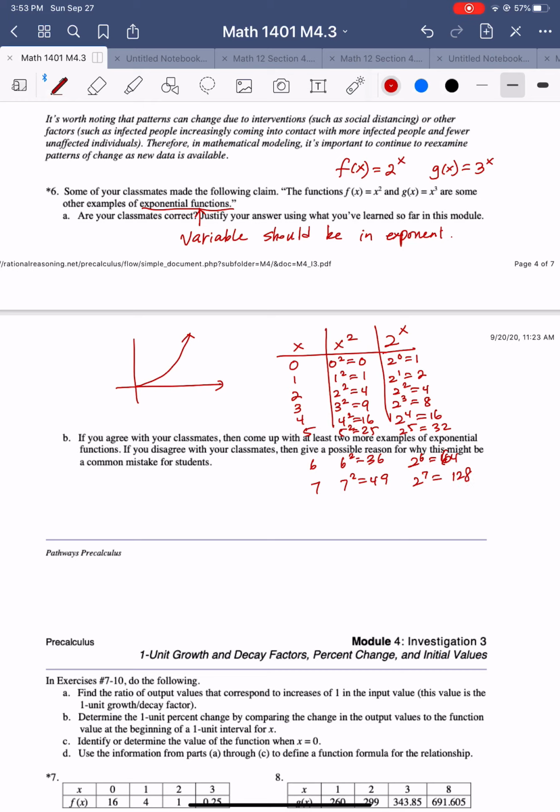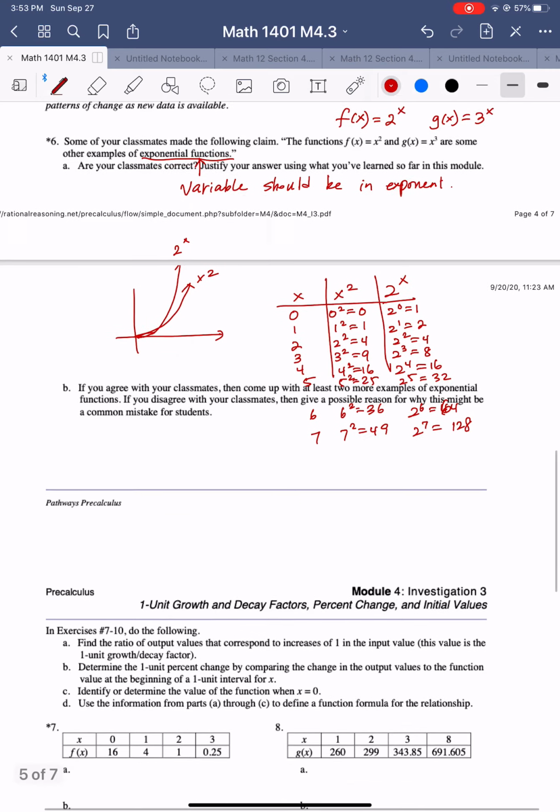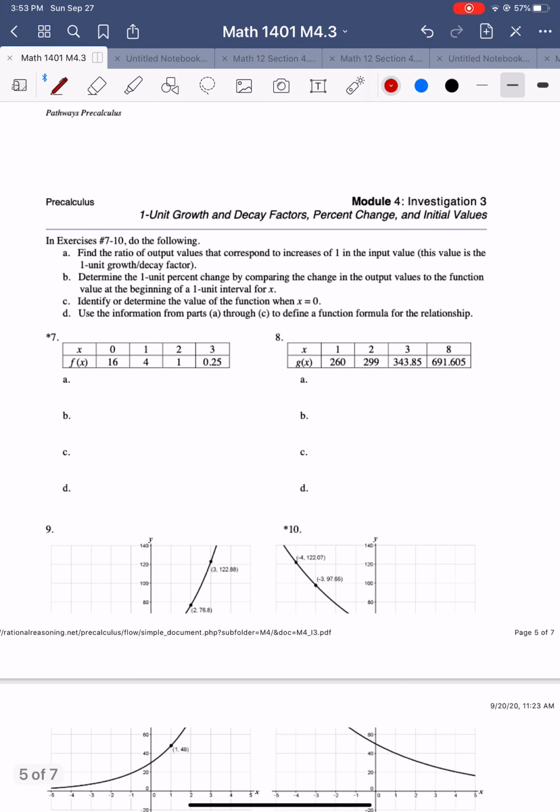So when you say this is the x squared function, and then the 2 to the x power becomes kind of this, okay? So this is 2 to the x power. Alrighty. So let's take a look at number 7, okay? 7 was not a part of the problem that I should do, but I think I'm going to show this one.